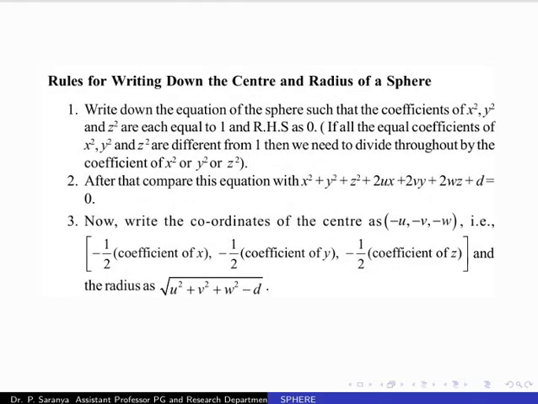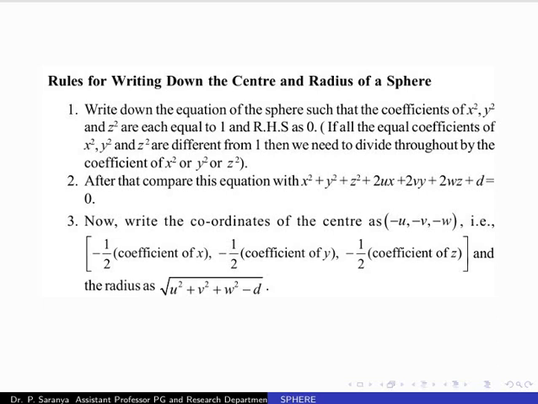Rules for writing down the center and radius of a sphere. First, write down the equation of the sphere such that the coefficients of x square, y square and z square are each equal to 1 and the right hand side is equal to 0. That is, if the coefficients of x square, y square and z square are different from 1, then we need to divide throughout by the coefficient of x square or y square or z square.